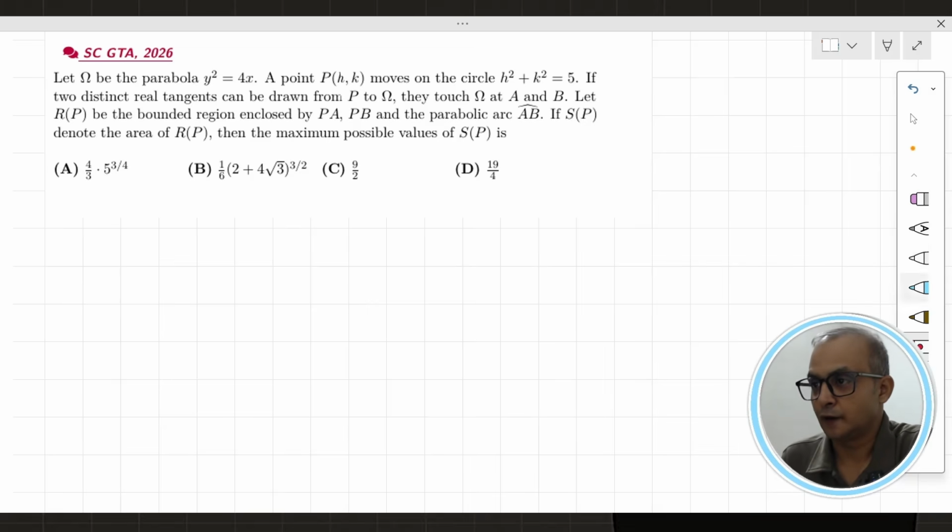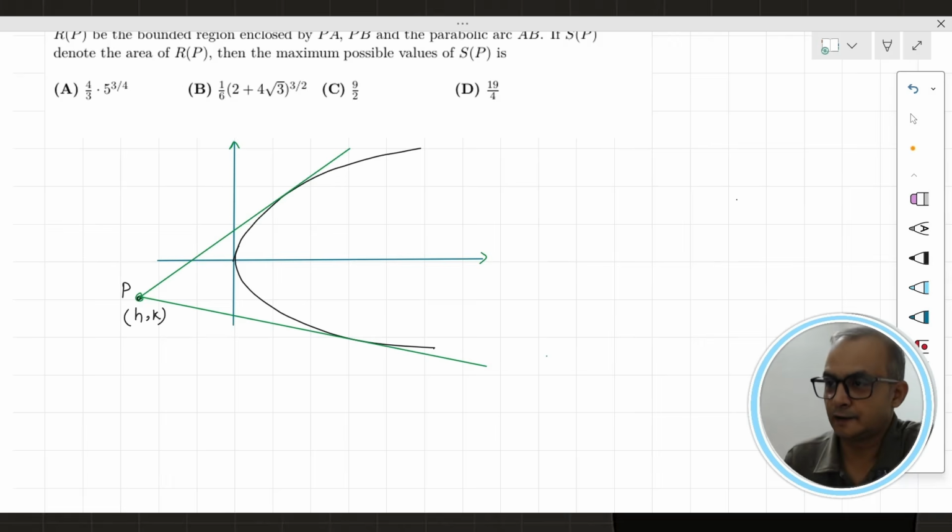So what we can do here is first draw the diagram and try to understand what the question is demanding. So let's draw the diagram first. This is the diagram we want to draw, and let's see what they're asking.